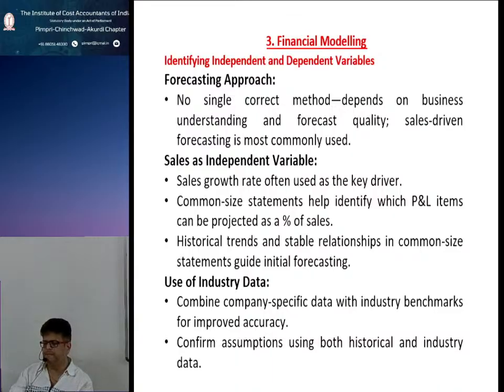So majorly the independent variable is always sales. Sales growth rate is often used as the key driver. The common size statements help identify which P&L items can be projected as a percentage of sales. Historical trends and stable relationships in common size statements guide initial forecasting. So in use of industry data, combine company specific data with industry benchmarks for improved accuracy. Confirm assumptions using both historical and industry data. So use of industry data should always be made in financial forecasting.